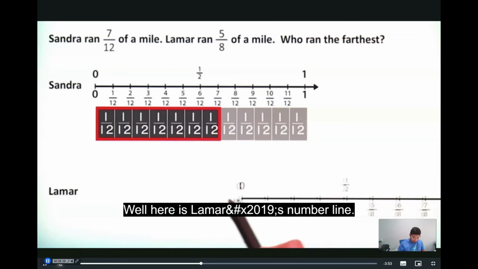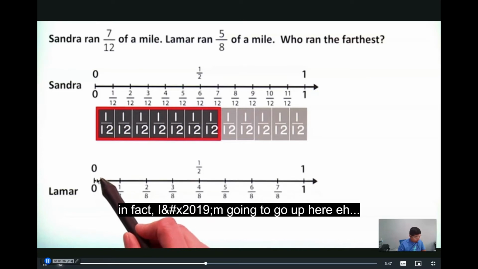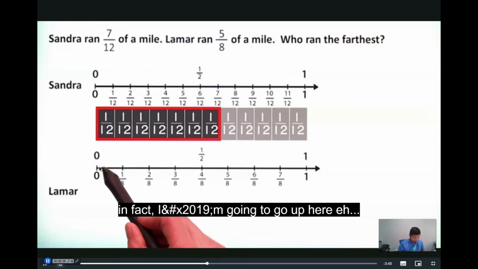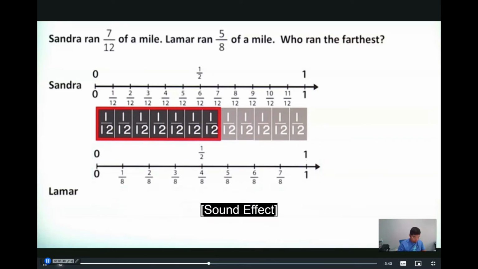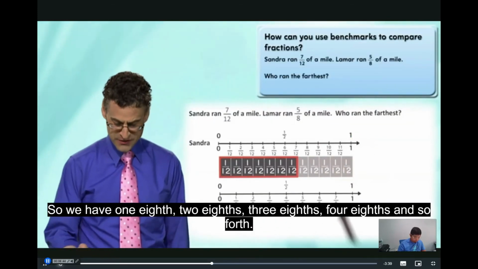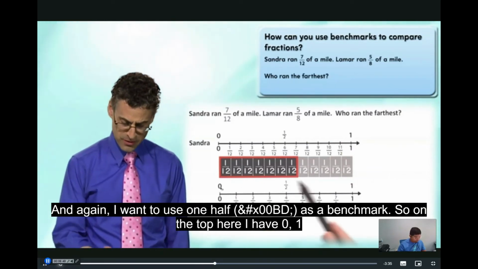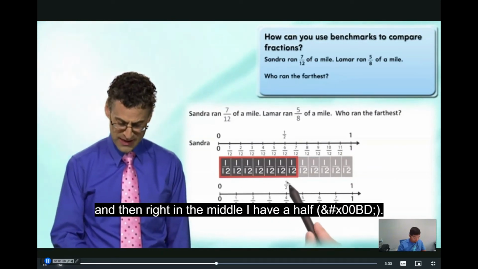Well, here's Lamar's number line. His units, in terms of unit distance, are in eighths. So we have 1/8, 2/8, 3/8, 4/8, and so forth. And again, I want to use 1/2 as a benchmark. So on the top here, I have 0, 1, and then right in the middle, I have a half.